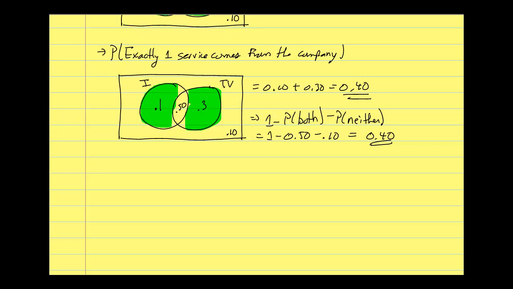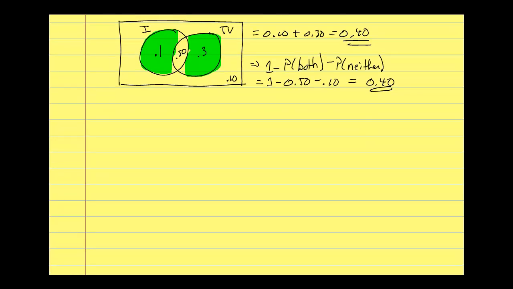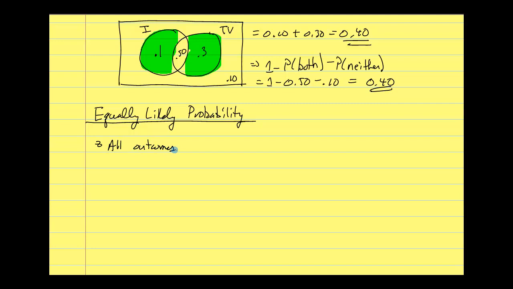The next thing that I want to talk about and define and give examples for is the idea of equally likely probability. Now when we talk about equally likely probabilities, a fair coin always comes to mind. Equally likely probabilities mean that all outcomes have the same probability of occurring. So all outcomes, and if we wanted to, we could say in the sample space, have the same probability of occurring.